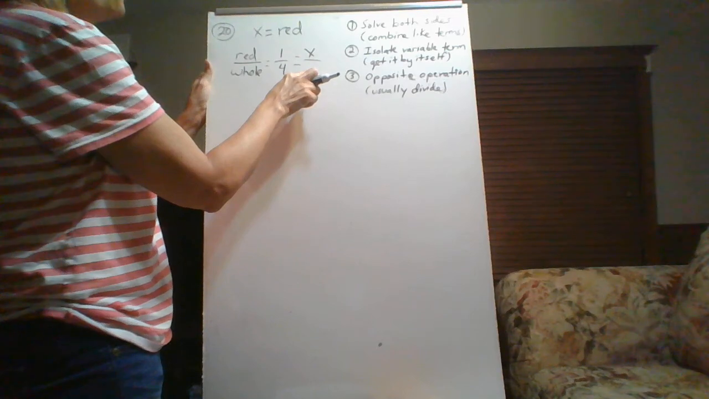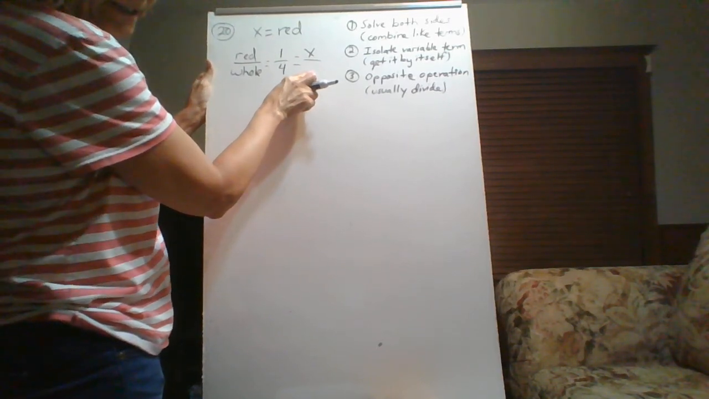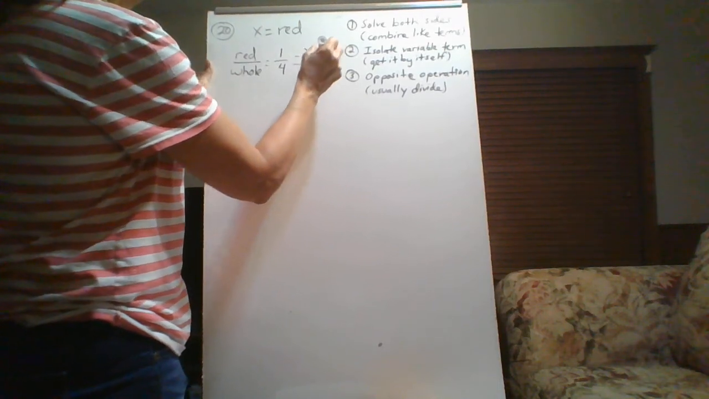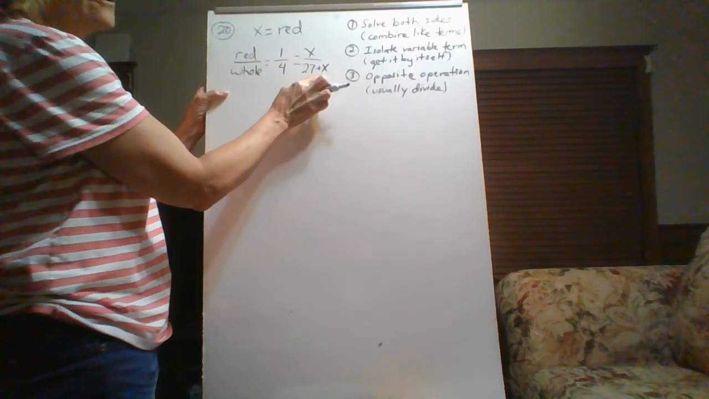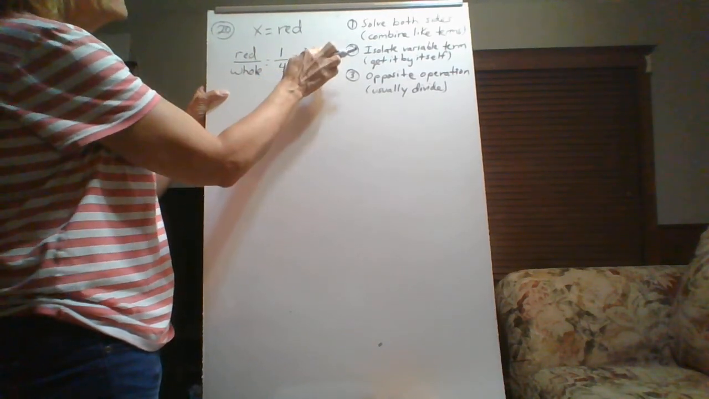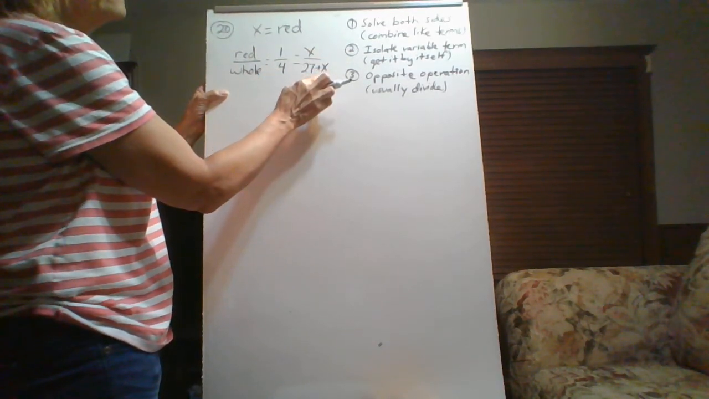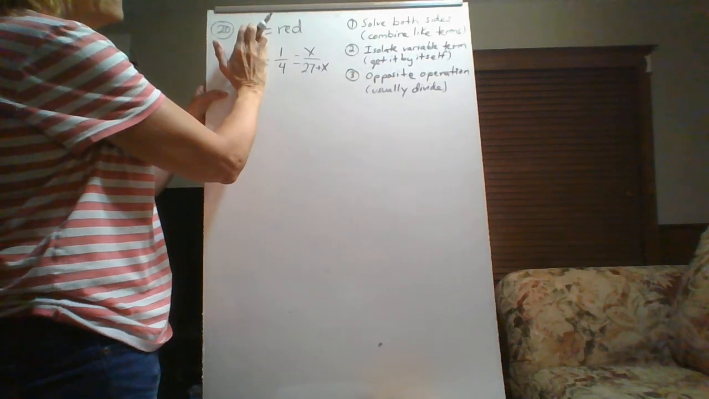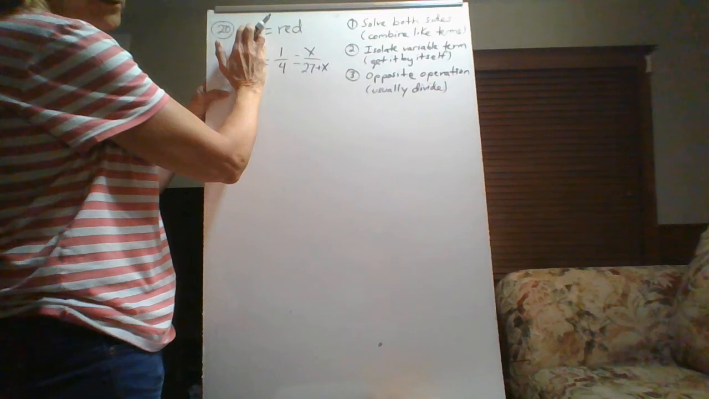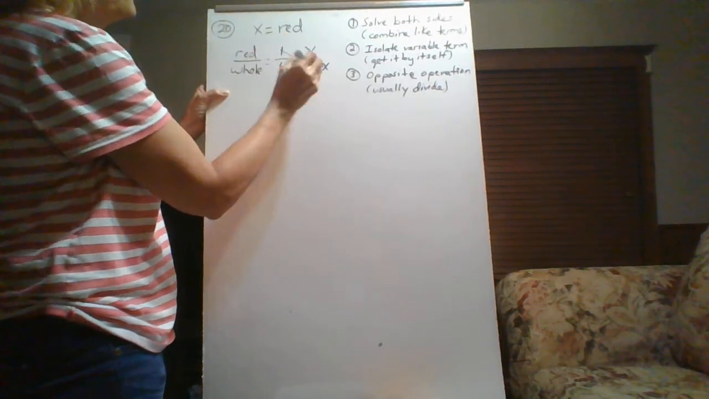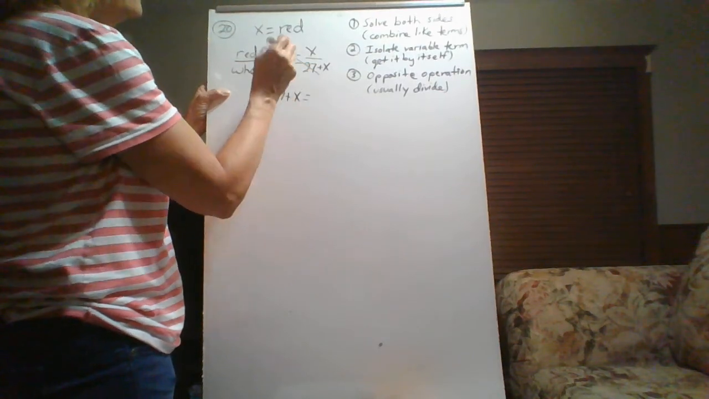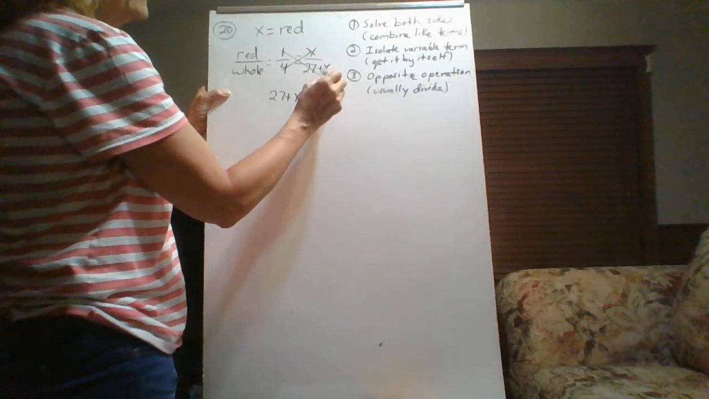So red to the whole thing, they told me that there are 27 blue marbles. But I'm going to have to add to that however many red there are. So 1 over 4 is the same as X is to 27 plus X. Well, remember when we see these two equivalent fractions, cross multiply. So I cross multiply and I get 27 plus X equals 4X.